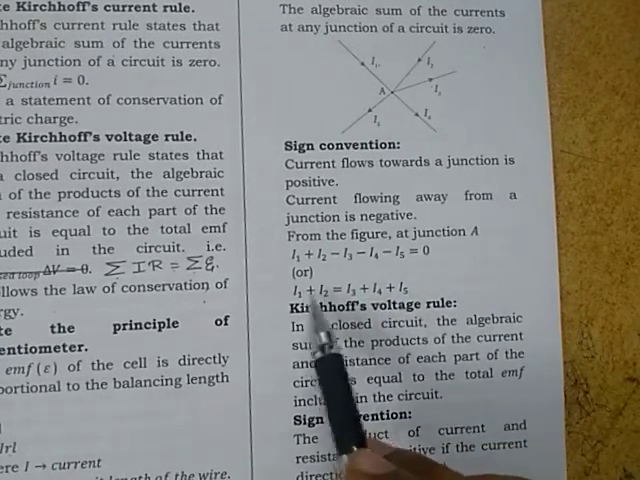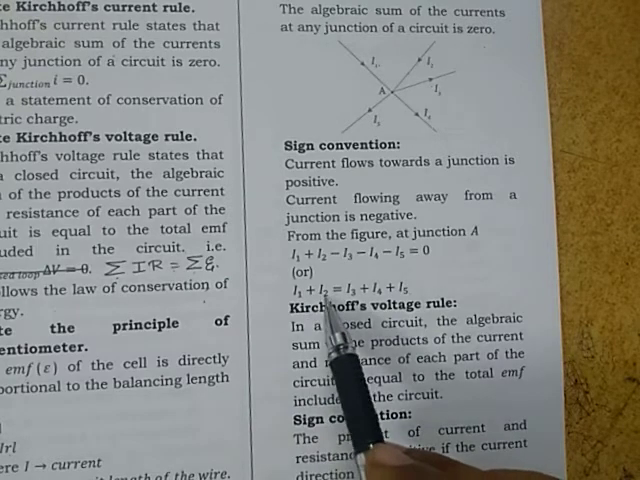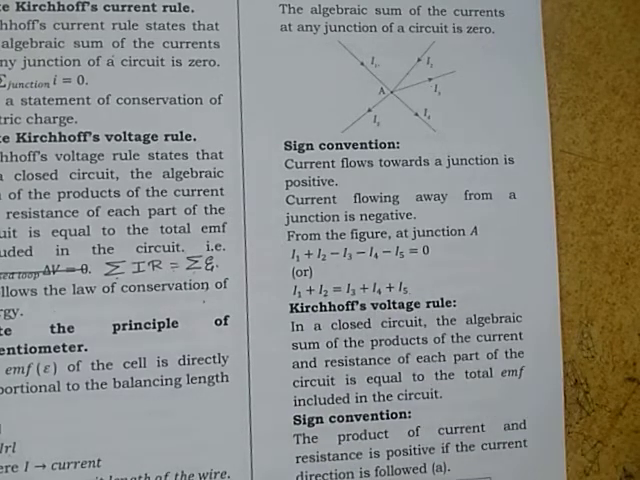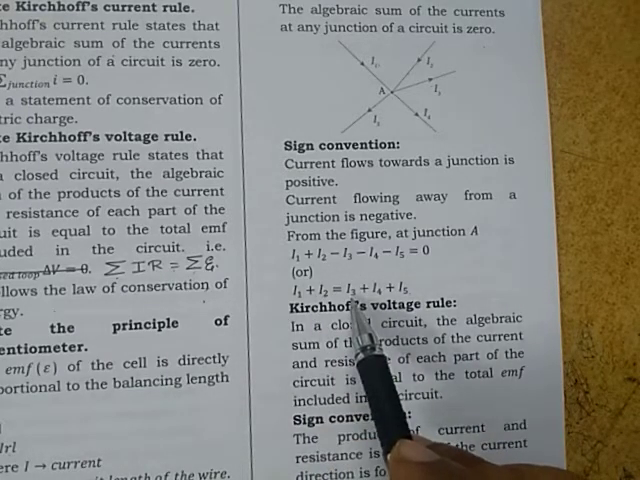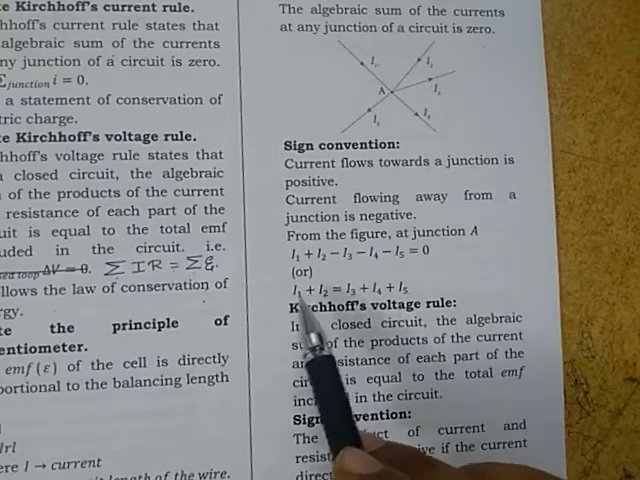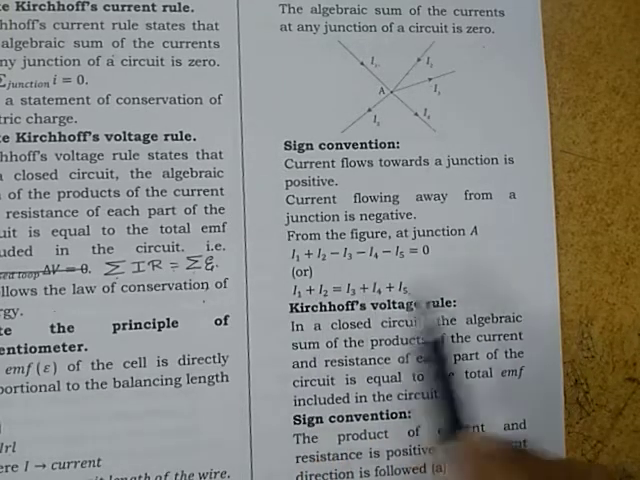This states I1 and I2 are currents entering the junction, and I3, I4, I5 are currents leaving the junction. We can state Kirchhoff's first law as: the current entering a junction is equal to the current leaving the junction. That means the sum of the currents entering the junction is equal to the sum of the currents leaving the junction.